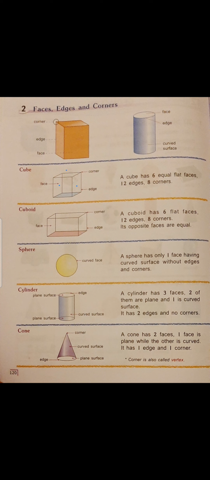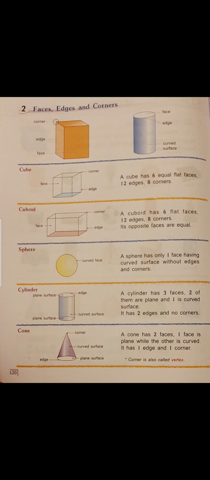This side, this side, this side, this side, this, and the opposite one. It has 6 faces. How many edges? 12 edges. And how many corners? It will be this one: 1, 2, 3, 4, 5, 6, 7, and 8. 8 corners are there. So if we see any object which looks like this, it looks like what? A cube. We'll call it a cube.